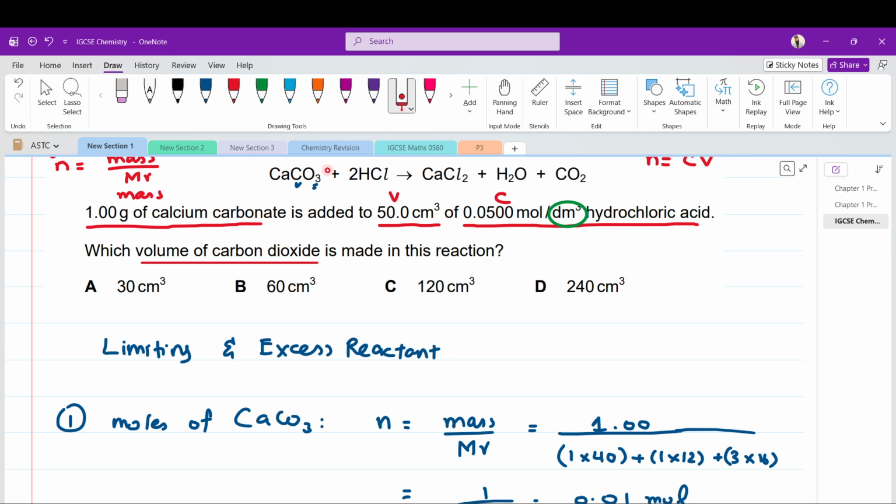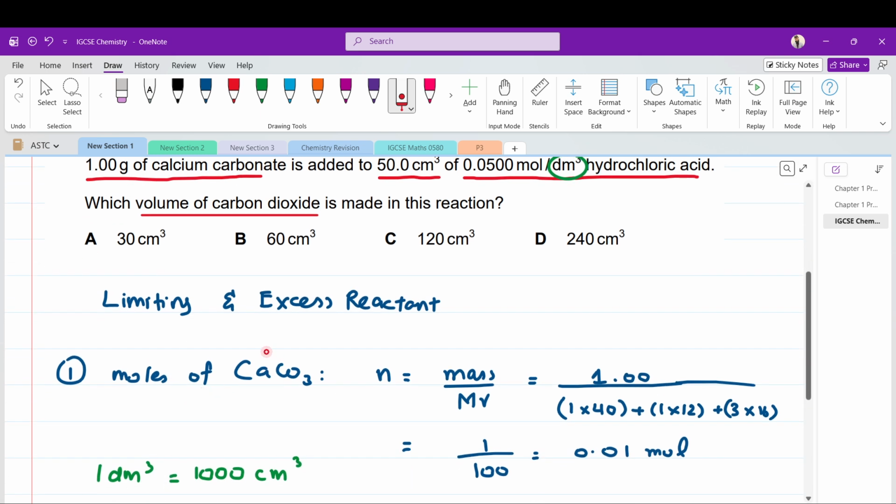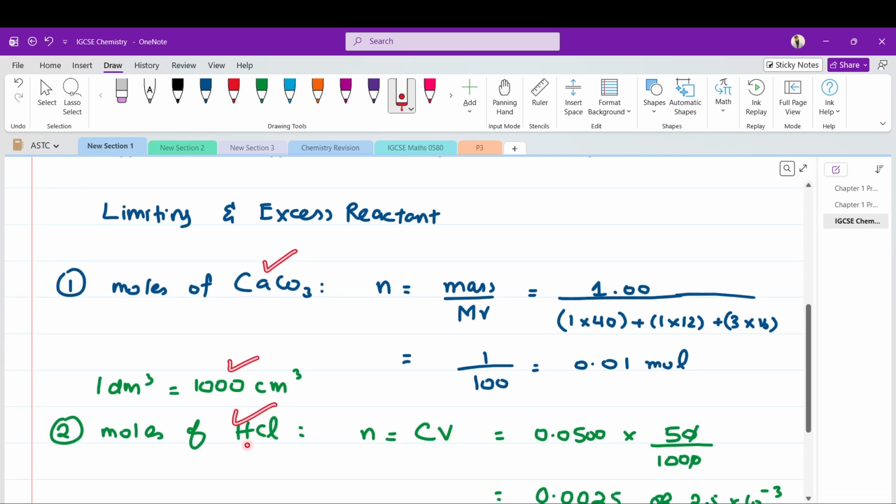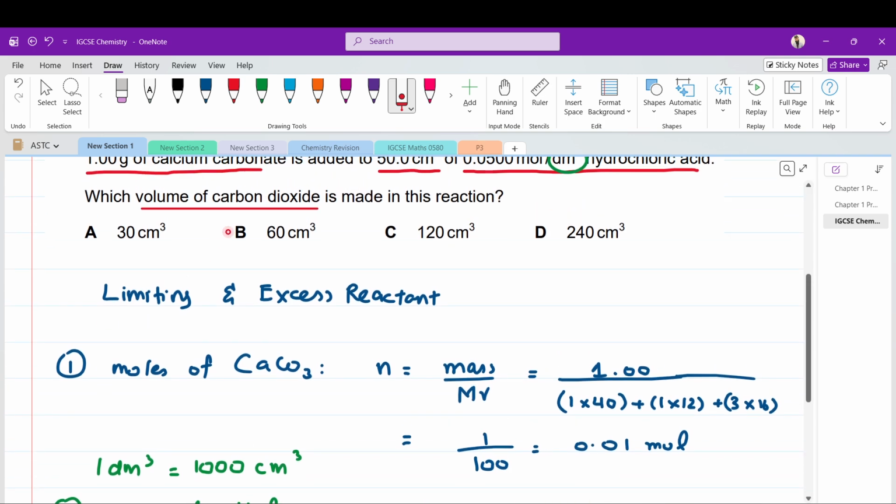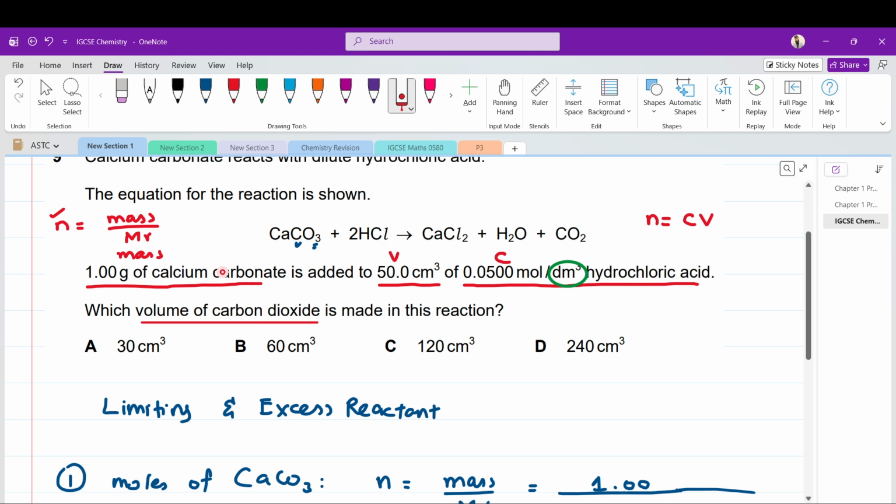Whenever you have a question where you are able to calculate the moles of both of your reactants without the need to take mole ratio, that question is about limiting and excess reactant. Now how does that apply to our question? Here we need to find out the volume of carbon dioxide made. For the volume of gas, the formula that we use is V equals 24n, but this one is when we have to calculate the volume in cubic decimeter. And as you can see from the options, the volume is given in cubic centimeter.